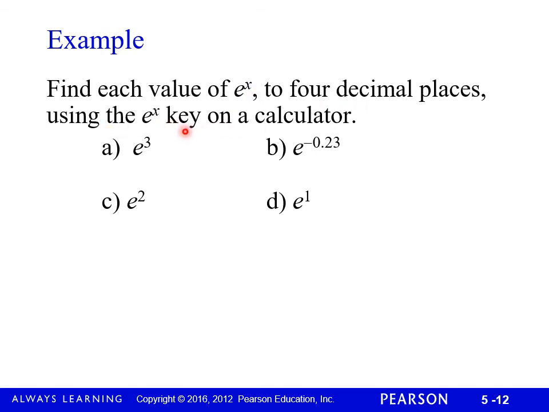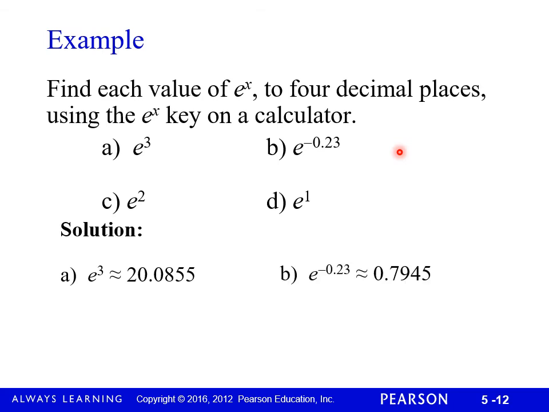You'll notice on your calculator to the left you have an e to the x key. So just go ahead and do e cubed, e to the negative 0.023, e squared, and e to the power of 1. Okay. This is just using your calculator. I'm not going to go through these values, but you can check yourself, and it's a good idea to go ahead and try these because you're going to have to do some problems, and you don't want to make simple mistakes because you don't know how to use the e to the x button.